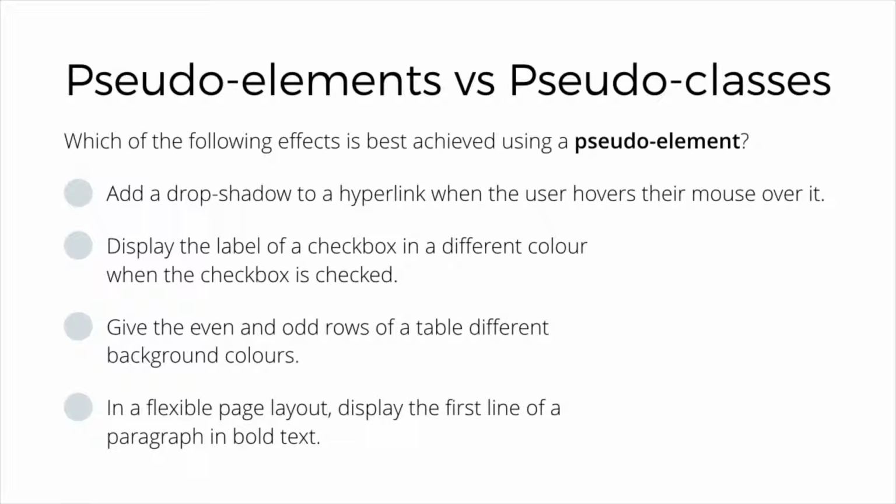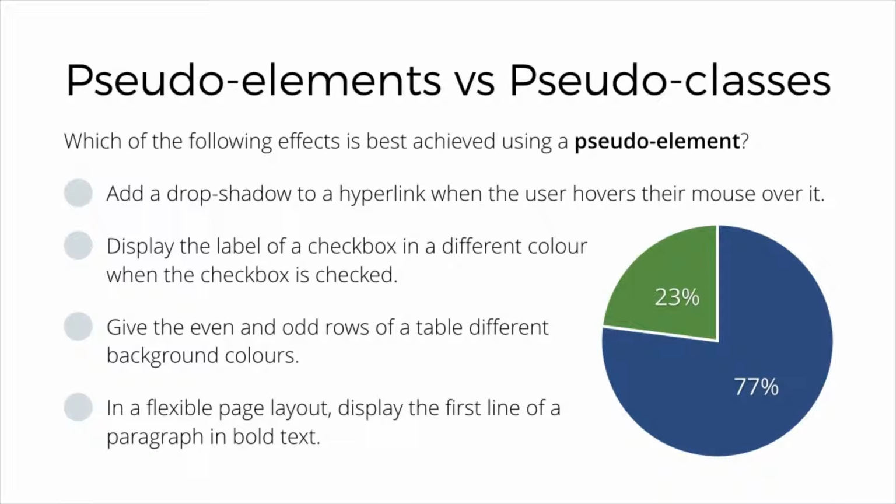This is number 3, pseudo elements versus pseudo classes. This is a bit of a cheap shot, I'll admit. Only 23% of people get this right. To boil it down, there's 4 different visual effects you might want to do. 3 of them are done with pseudo classes. I want you to pick the one that is done with a pseudo element. Raise your hands and lower them when you're happy with your answer.